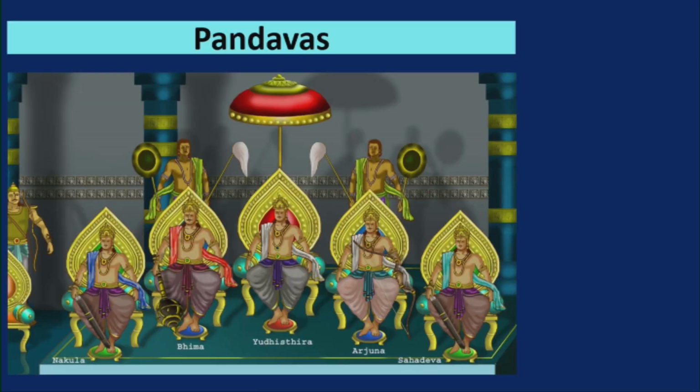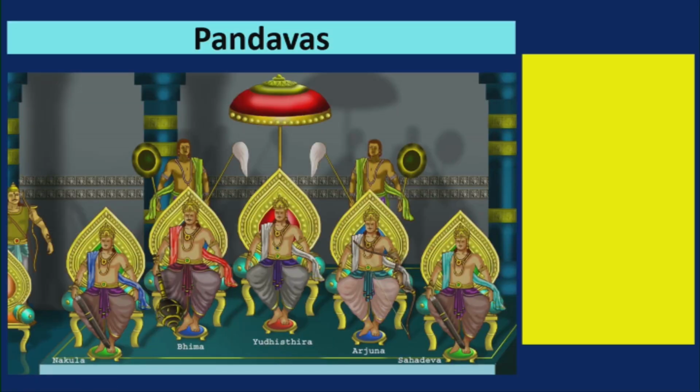Children, can you tell me the names of Pandavas? I am going to show a picture. In that picture you can see all 5 Pandavas. The one who is sitting in the middle is Dharmaraja or Yudhishthira. Dharmaraja is also called Yudhishthira. And the one who is sitting right to him is Bhima. I think you know Bhima very well.